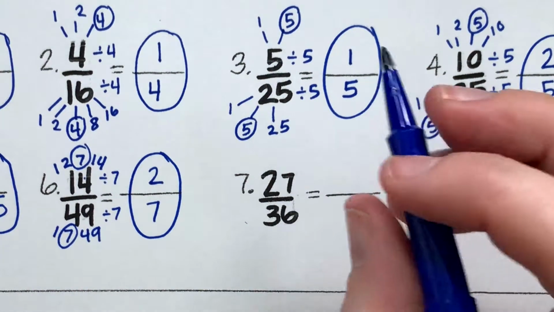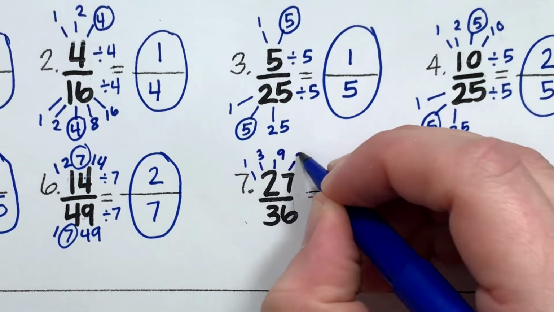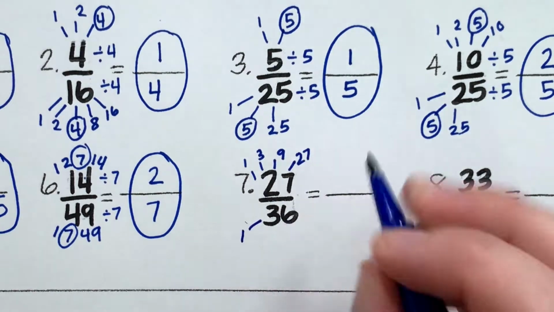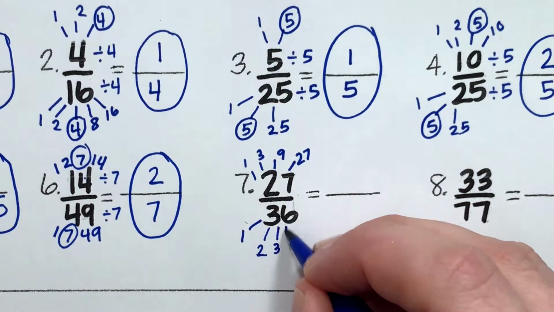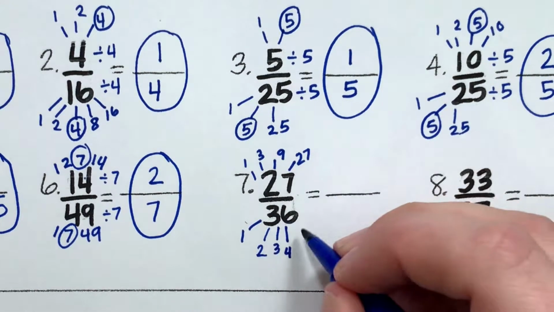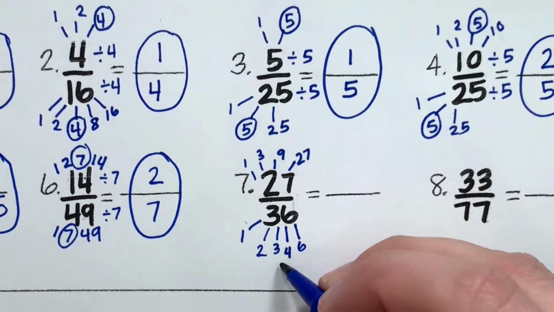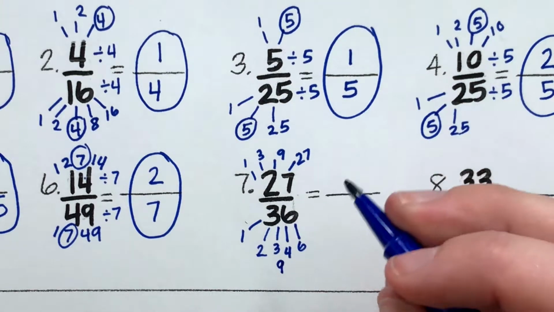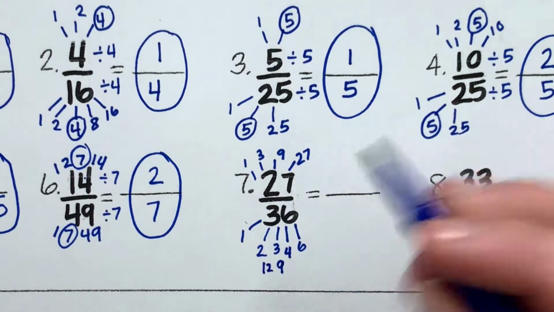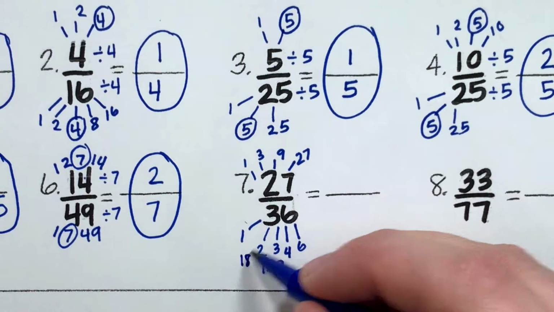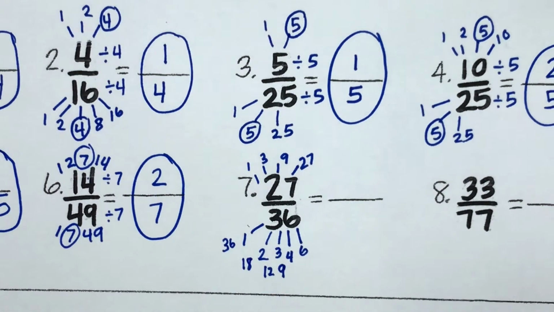Okay, so 27 over 36, we have 1, 3, 9, and 27. And here we have 1, 2, 3, 4. This one has a lot of factors. 5, no. Then we have 6. 6 times 6 is 36. 4 times 9 is 36. 3 times 12, 2 times 18, and 1 times 36. So these are all the factors of 36. That one has a lot.